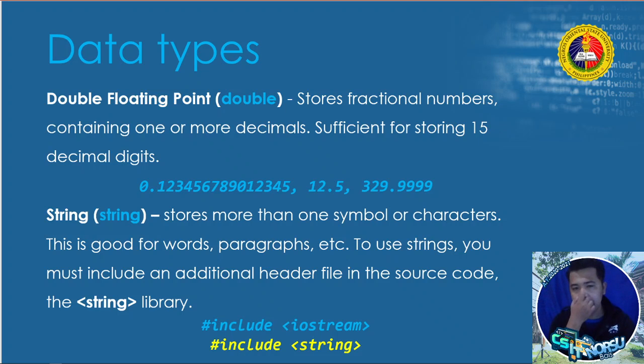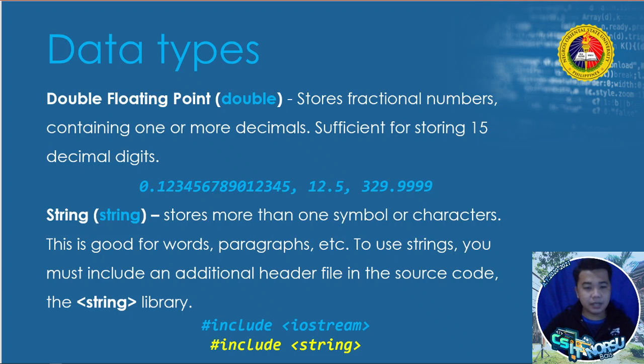All right, next is string. It stores more than one symbol or character. This is good for words, paragraphs, etc. To use strings, you must include an additional header file in your source code, the string library. Okay, so basically we will use strings for data values containing multiple characters, letters, symbols. Like for example, full words, paragraphs, names, addresses, something like that. However, to use it, we will include the string library.